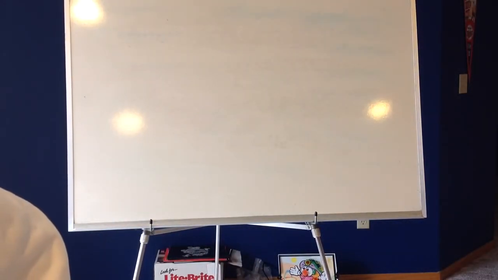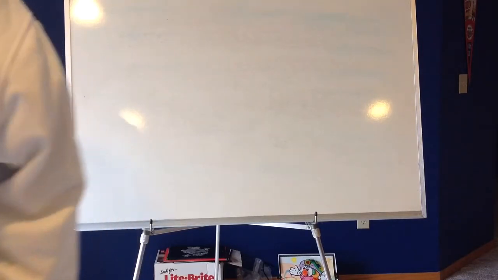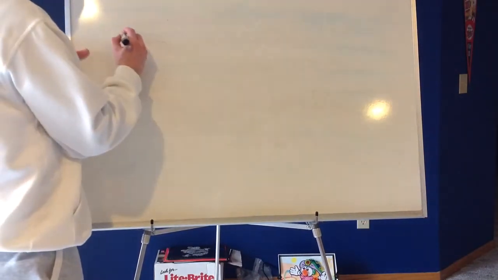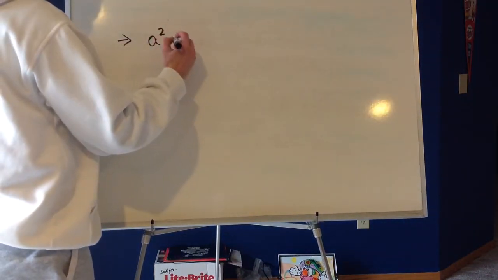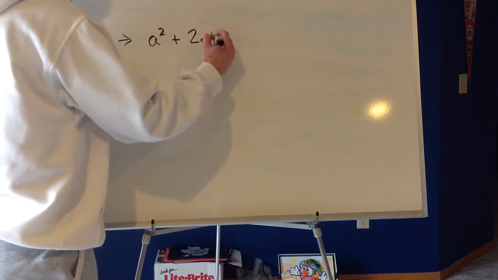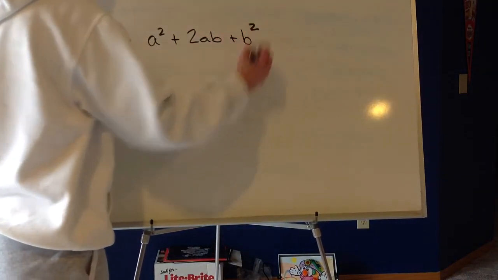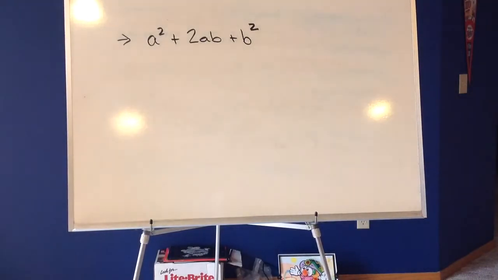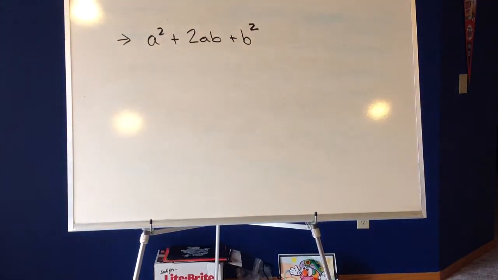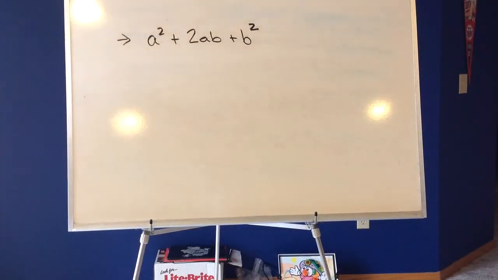Okay, so it says for this one, based on the examples above, predict the product of a plus b squared. Okay, so you will notice that what will end up happening is it will be a squared plus 2ab, because they ended up being exactly the same, plus the b squared for your pattern. Okay, again, if you need to actually multiply it out, you can do that. If you notice the patterns, they are a little bit of shortcuts for us.